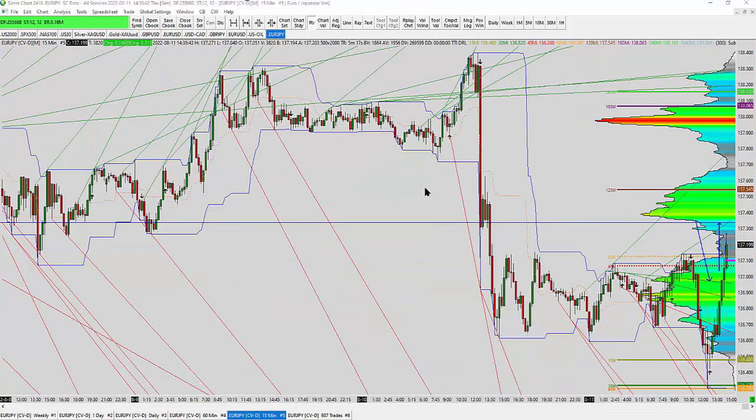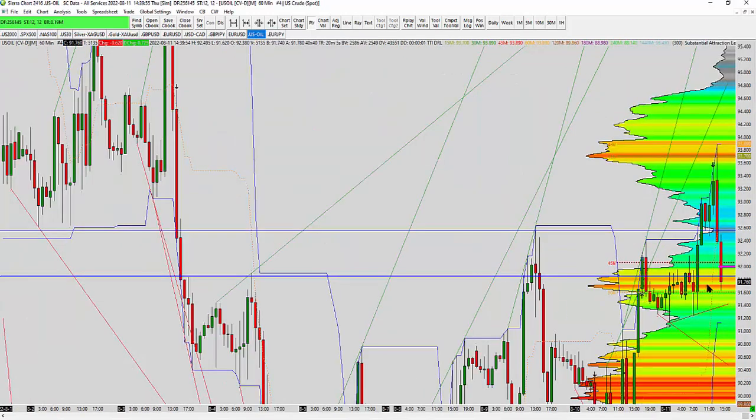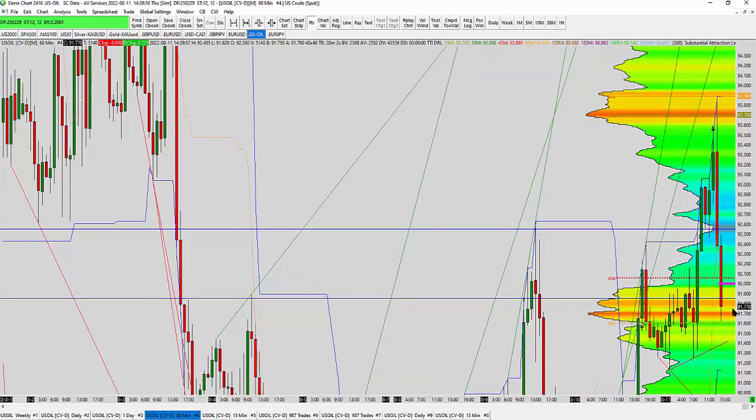You understand the power of this methodology by seeing this was a live movement. I mean, nothing after the fact. Same thing with the US oil. If you had kept your stop loss here, you would have probably made some money because the market went in favor.